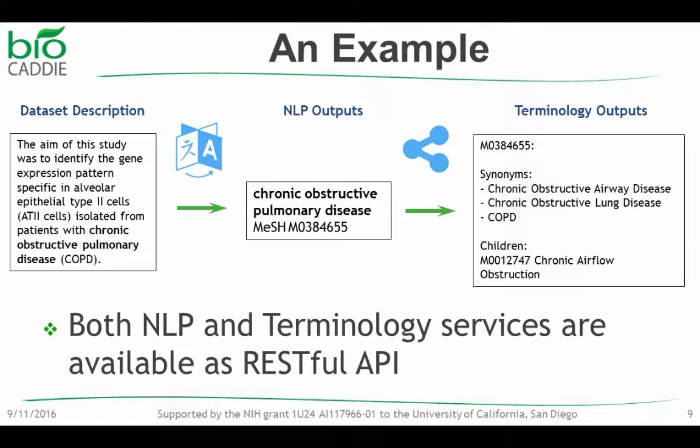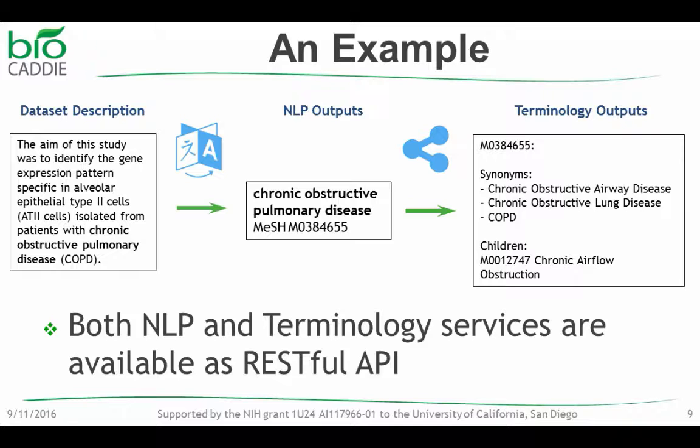Just to give you a quick example about the NLP and the terminology server. Let's say we have some textual description of the data set here. And the NLP server will go through those texts and recognize concepts in those descriptions. For example, over here, it recognizes COPD, which maps to a MeSH concept with this MeSH ID M0384655. Once this concept ID was recognized, the terminology server will go to the existing terminology and look at what the synonyms related to this concept are, based on the existing terminology.